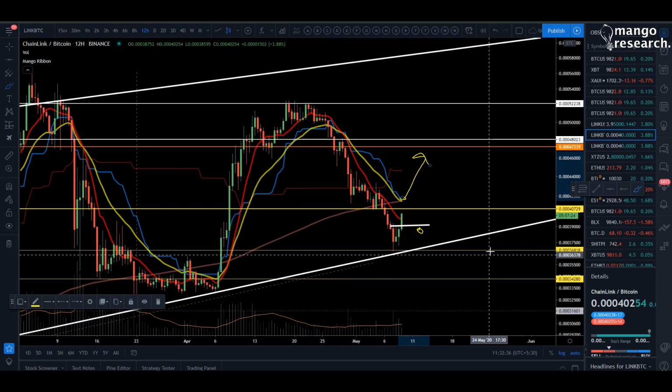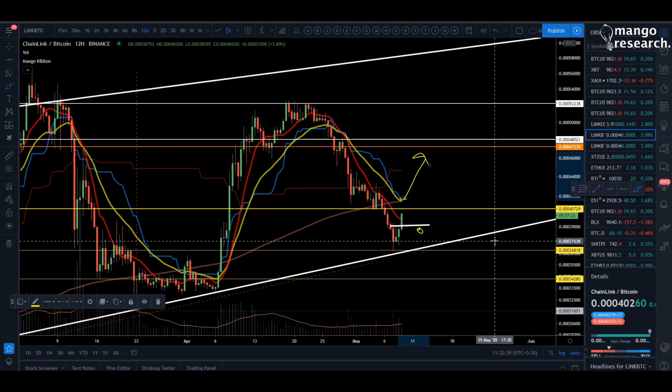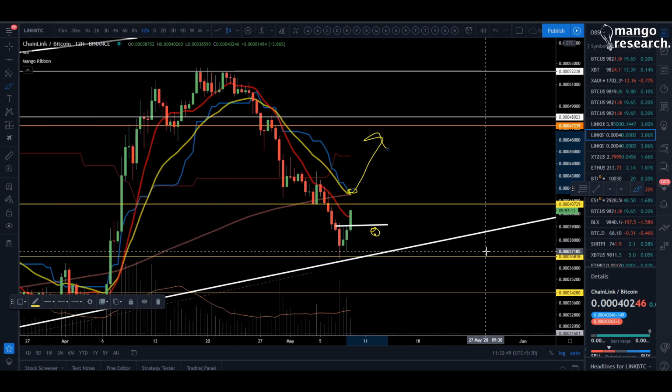Where am I going to be wrong? Well, if we start closing candles underneath 37,638 Satoshi, or we take out this wick over here at 36,600 Satoshi, in that case, I'll be getting out of this Chainlink BTC trade. Okay, cool. That's pretty much it.